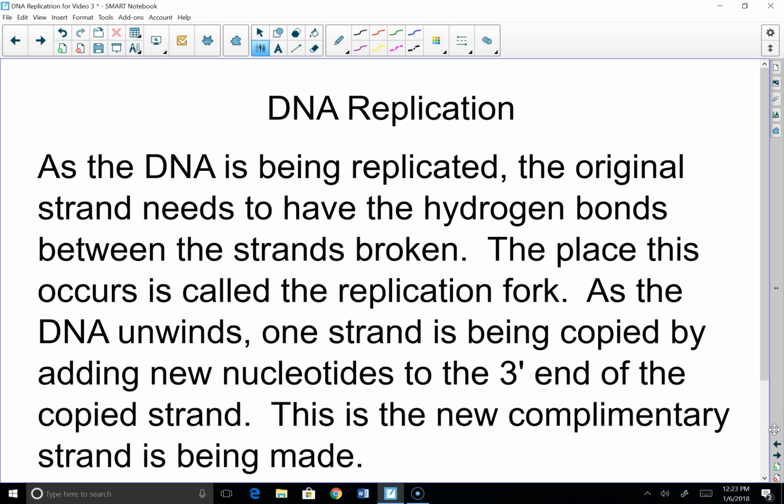DNA replication is basically DNA being replicated or copied. The original strand, which we know, has hydrogen bonds holding them together, and in order to make a copy, you have to break those hydrogen bonds. Where this breaks, and it's going to be done with an enzyme called helicase, is at the replication fork. And what's going to happen is, as the DNA unwinds or splits, one strand is going to be made continuously and, in essence, follow the unwinding of the DNA. That strand is going to be called the leading strand.